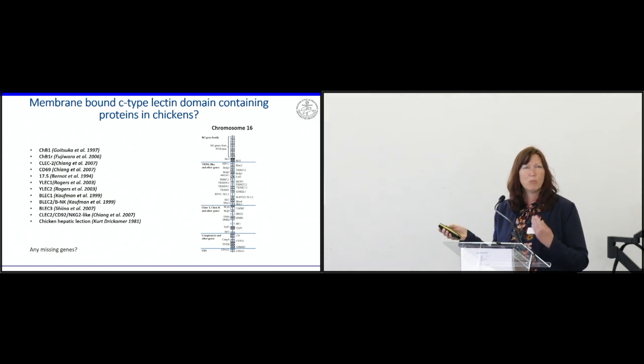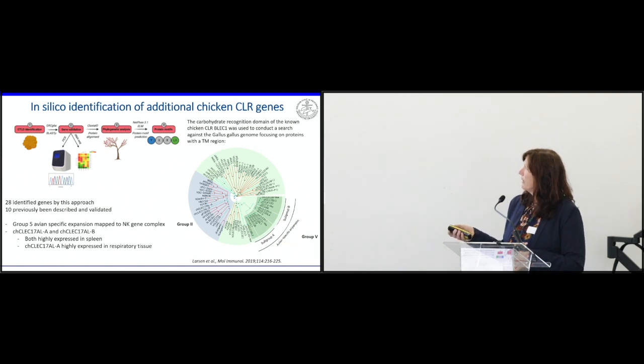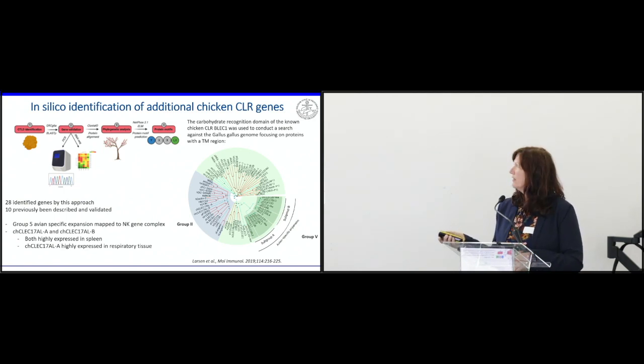Are there any more genes that we could actually go for? So we did some data mining and some in silico identification by blasting the carbohydrate recognition domain of one of the known genes. And in total, we only identified 28 potential candidates, and 10 of them were actually previously described. We did identify novel ones, some very avian-specific, and also some highly expressed in lymphoid tissue.